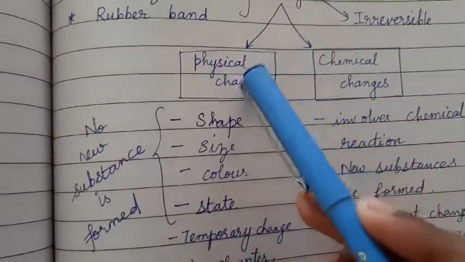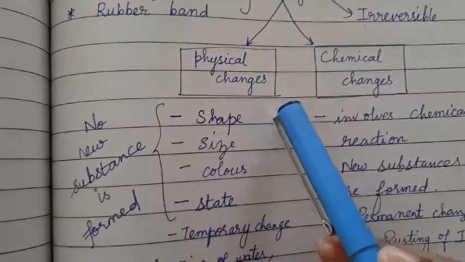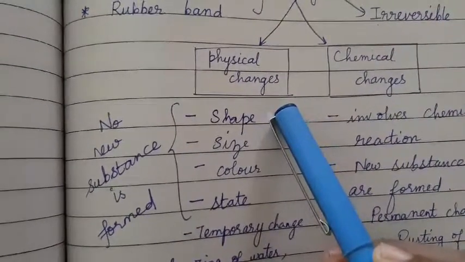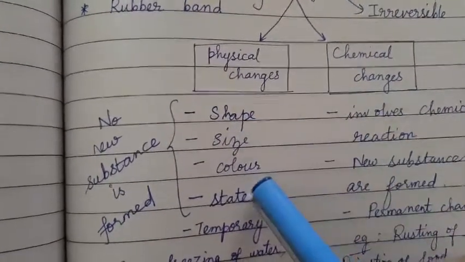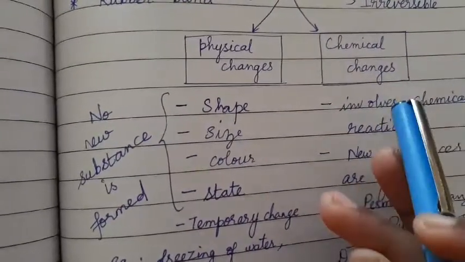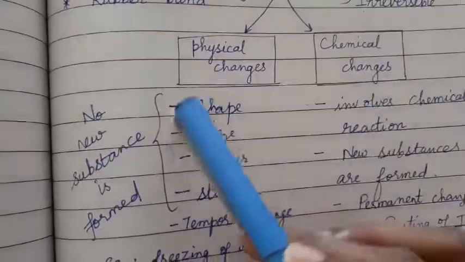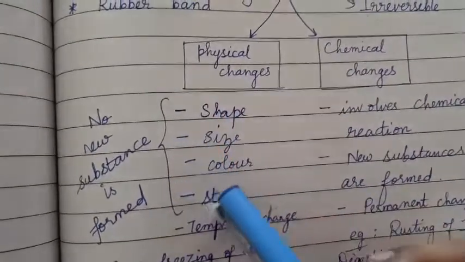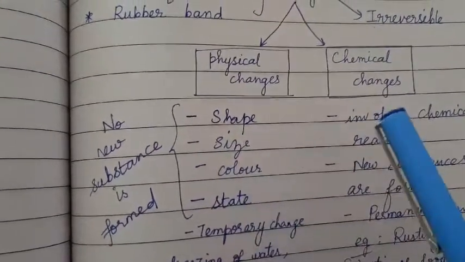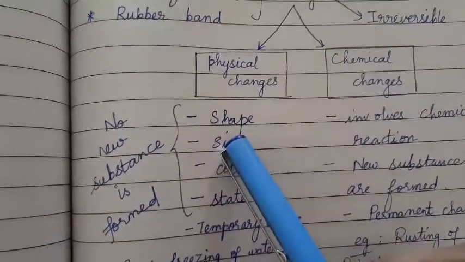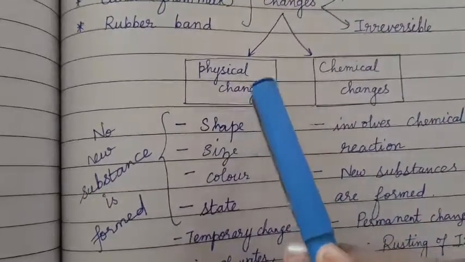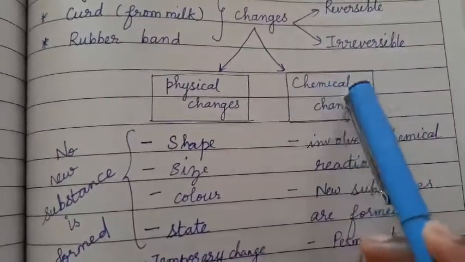Right? So what are the physical properties we have already learned? That is the appearance, luster, texture, hardness, color, size, shape, state of matter. What are the three states of matter? Solid, liquid and gases. So if any change has happened with respect to physical properties like shape, size, color, state, appearance, texture and hardness, then such a change will be called a physical change. Understood?